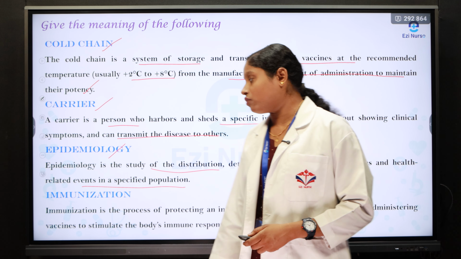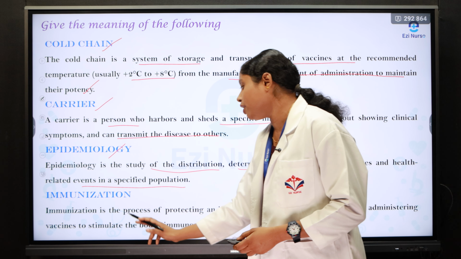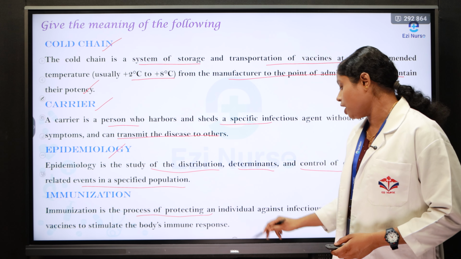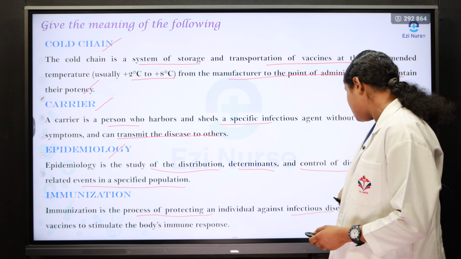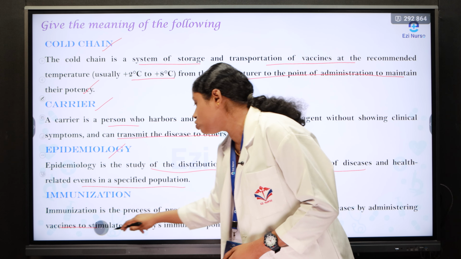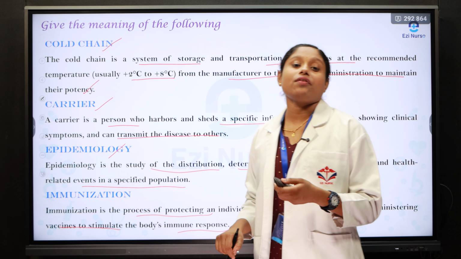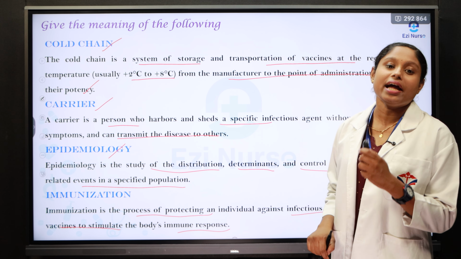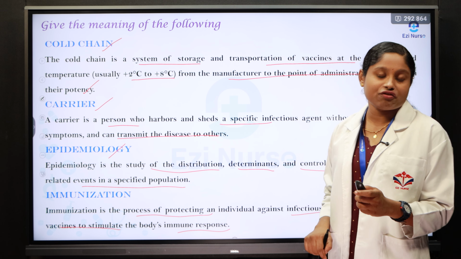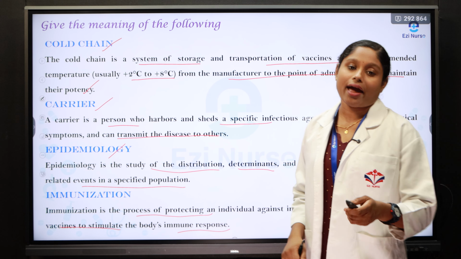The fourth question was immunization. So what do you mean by immunization? It's a process of protecting an individual against infectious diseases by administering vaccines to stimulate the body's immune response. We are administering vaccines to boost our immune system to fight against infectious diseases. That process is known as immunization. So these are the first 4 question answers.